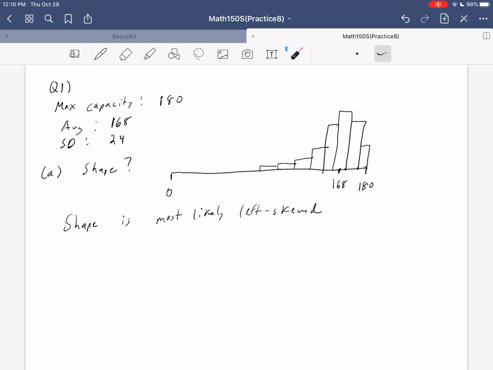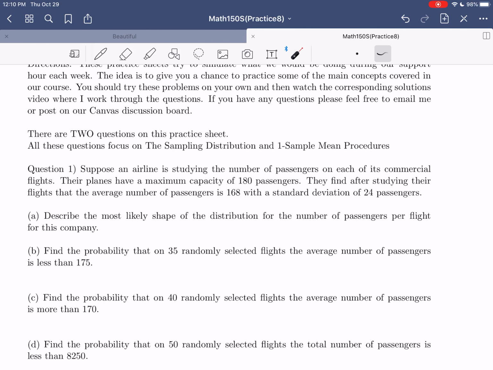It turns out to not be as big of an issue, though, because if we look at the follow-up questions that we're going to do in B, C, and D, we're not going to talk about individual flights from this population. We're going to talk about groups of flights from this population. And that we do know how to analyze using the sampling distribution. So let's go ahead and take a look at the next part here, part B.